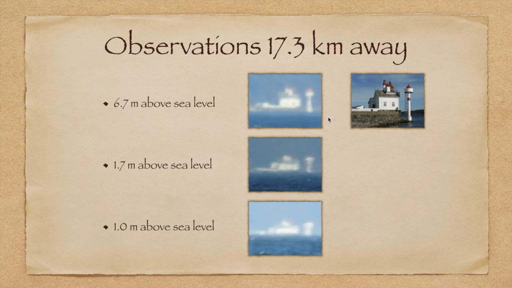Then I took a picture when I was standing at the sea level, so it's 1.7 meters above the sea level. So I got this picture here, and I sat down on a stone, so I was 1 meter above sea level, and I took this sort of blurry picture here. So these are my observations.